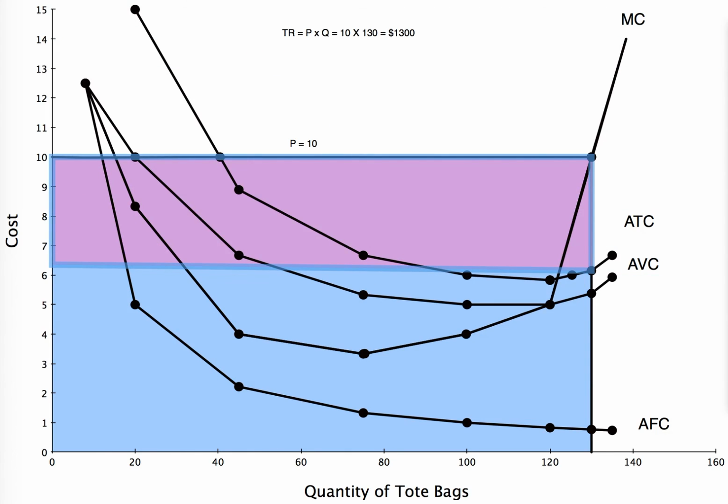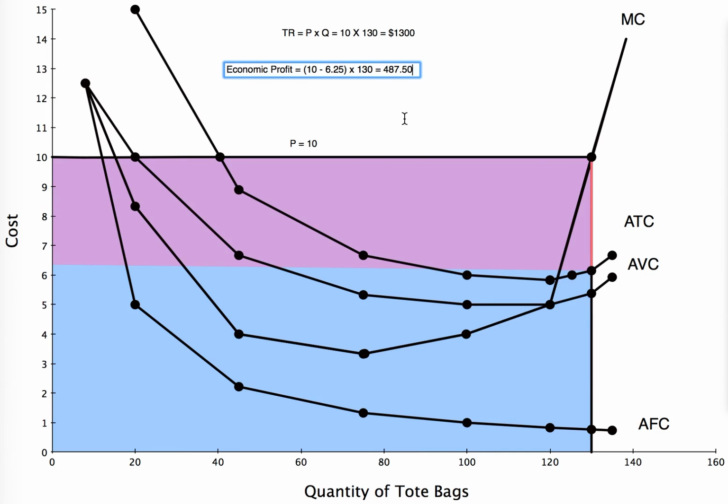So our economic profit then is equal to 10 minus the 6.25, and that's 3.75, times 130, which is $487.50. So we are bringing in $1,300. We are keeping an economic profit just under $500.